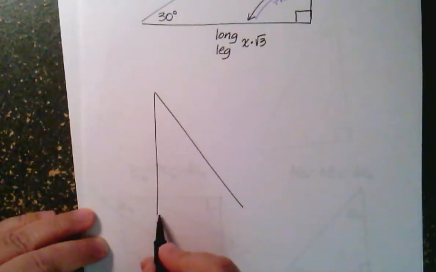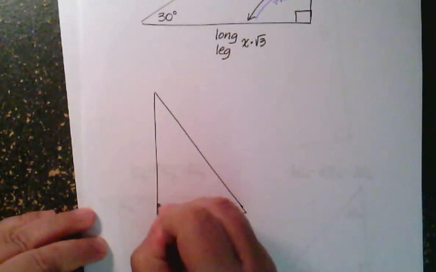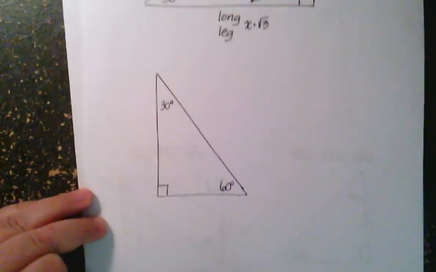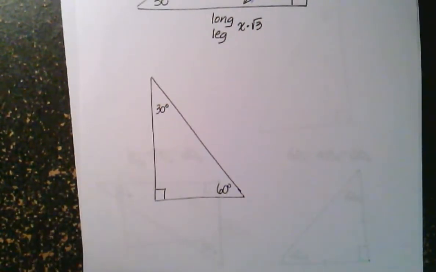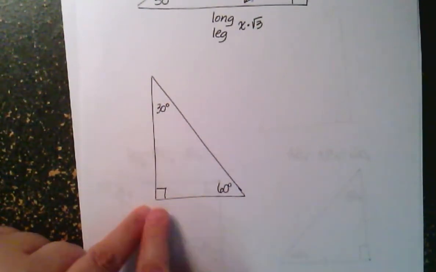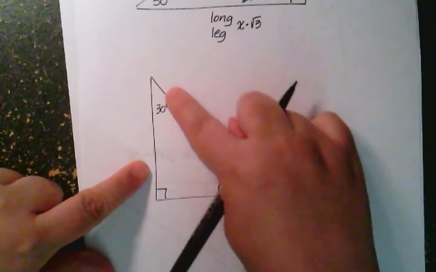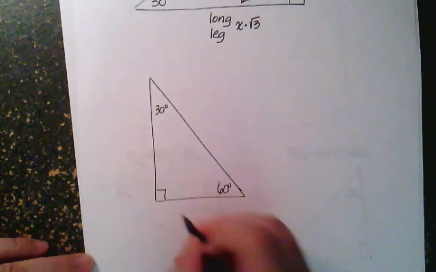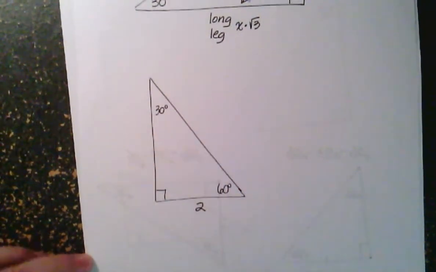Let's use an example. In this particular 30, 60, 90, where's the short leg? That's the first thing I need to know. Here's the short leg. Here's the long leg. Here's the hypotenuse. So what if I knew that the short leg was 2 centimeters, 2 inches, whatever, 2 units?